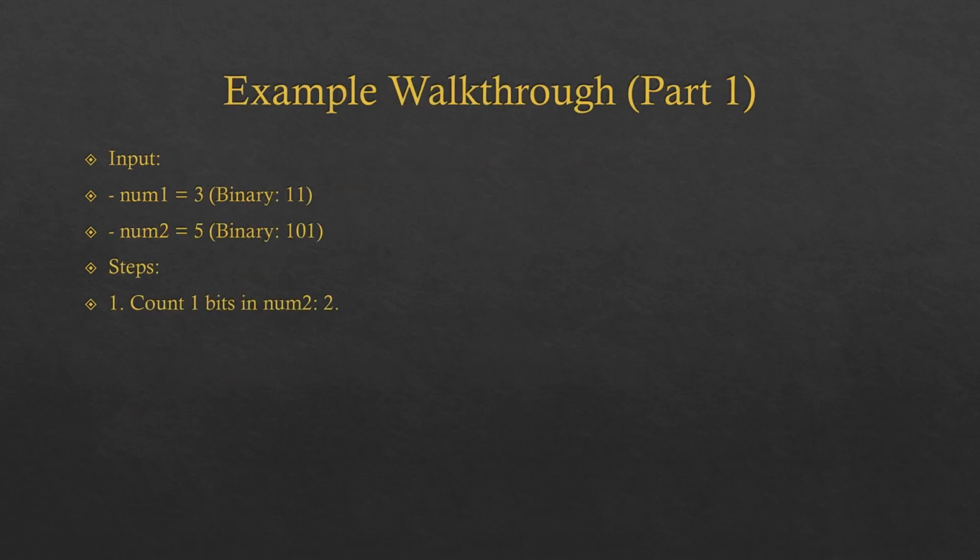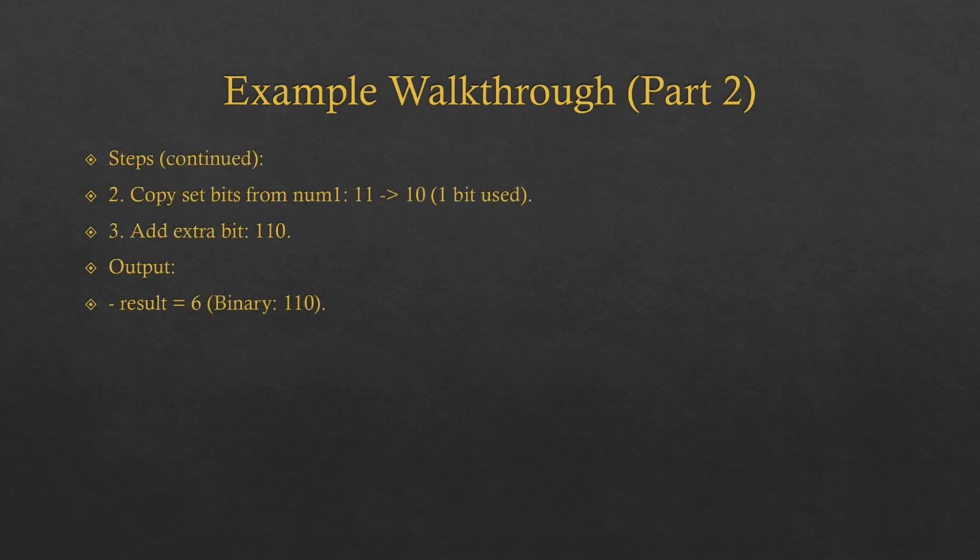Let's walk through an example. Suppose num1 is 3, which in binary is 11, and num2 is 5, which in binary is 101. The first step is to count the 1 bits in num2, which equals 2. Next, we copy the set bits from num1. Starting with 11, we use 1 bit, leaving 1 bit remaining. Finally, we add an extra bit in the least significant position, resulting in 110. So the output is 6, which is 110 in binary.